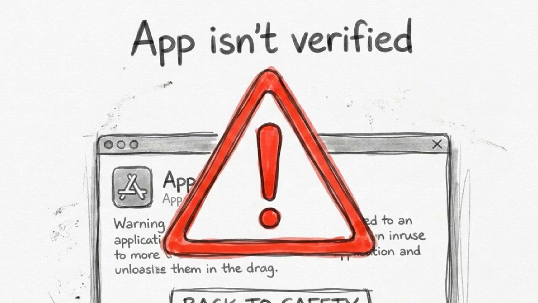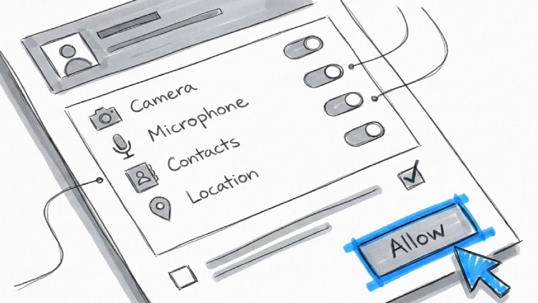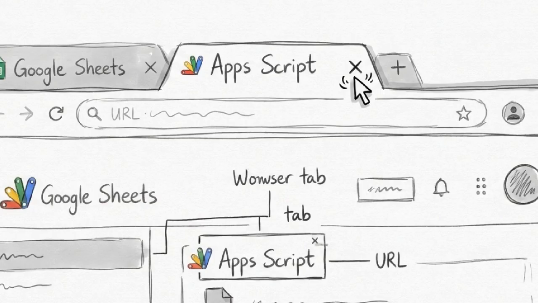You will see a warning stating the app isn't verified. This is completely standard when you run custom code that you own. To bypass this, click the small Advanced link at the bottom left. Scroll down, click Go to Project, and then click Allow. Completing this sequence authorizes your script to read your sheet and send emails on your behalf. You are done with the code.